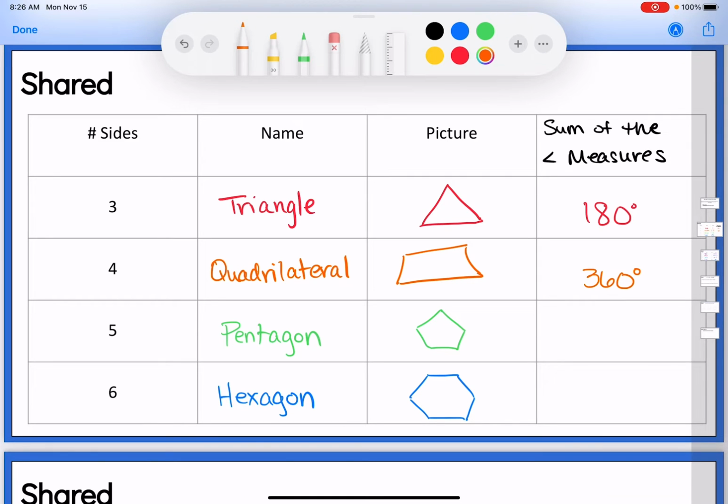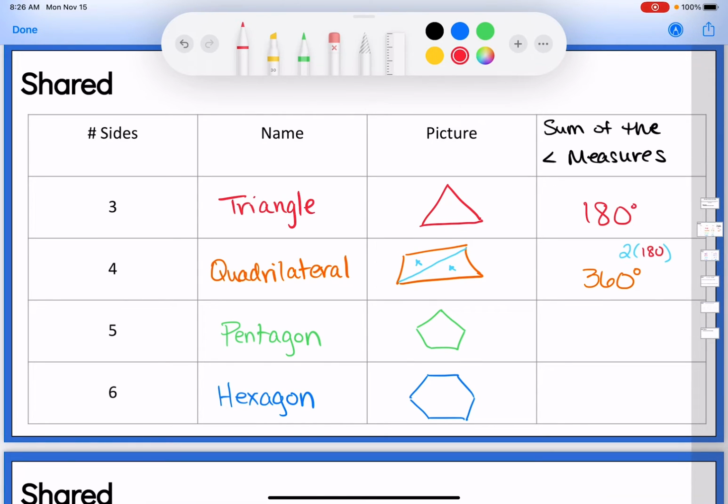But what about a pentagon? We haven't done that. We don't have a formula. We don't have a theorem for it. So I wonder if we can't figure it out. Well, let's see. A triangle adds up to 180 degrees. A quadrilateral, if I drew in one of the diagonals of a quadrilateral, that would really split this into 1, 2 triangles, right? 2 times 180 gives me 360.